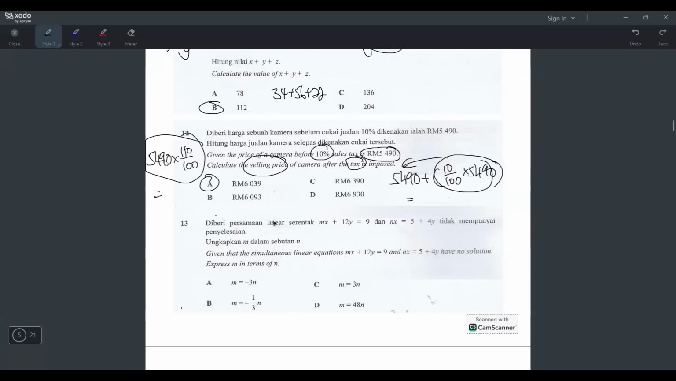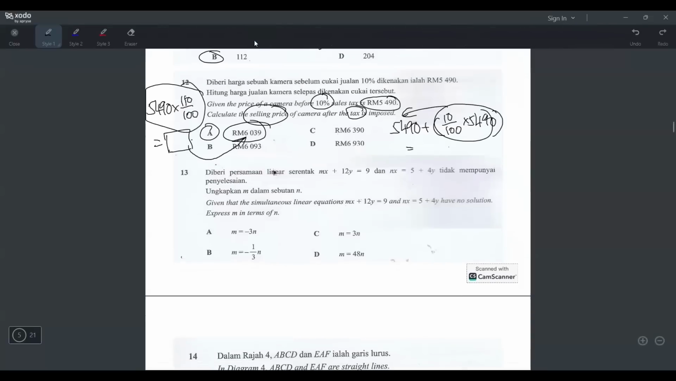So you can do it like that also. But if you do it like this, you don't need to add anymore. Because if you press this, you will be very fast. You straight away get the 6039. Okay, so yeah, that's the answer. Okay, done. Okay, number 13.